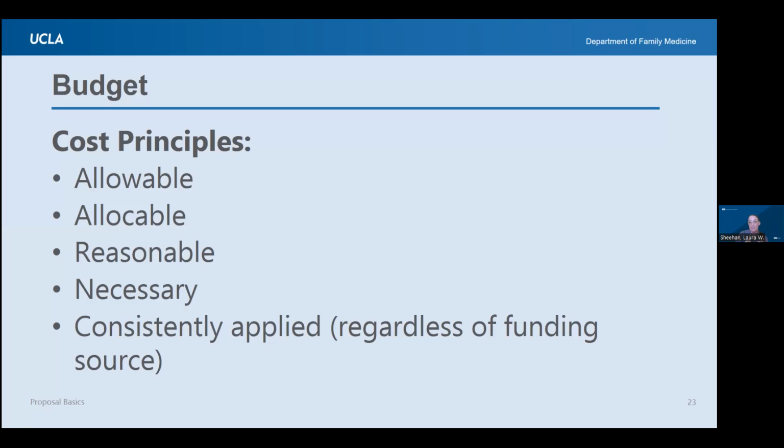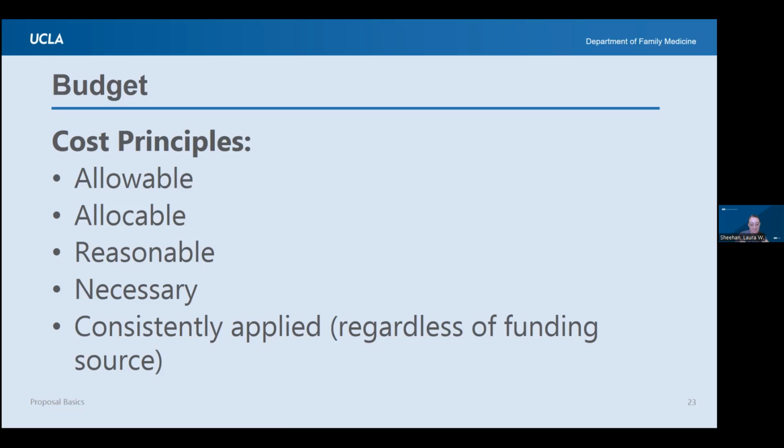You need to make sure that everything that you are listing on your budget is allowable. How do you know if it's allowable? You read the guidelines, so you know exactly what is and is not allowable to be included. You want to make sure everything is allocable. That means relevant to this particular study and able to be categorized. You want to make sure it's reasonable. Sure, yes, you need to have, say, participant incentives, but offering them $1,000 to come to a study visit, that's not reasonable. Make sure it's reasonable.